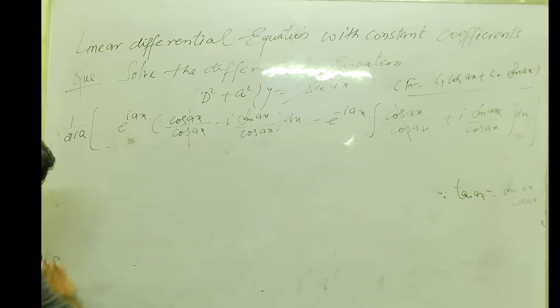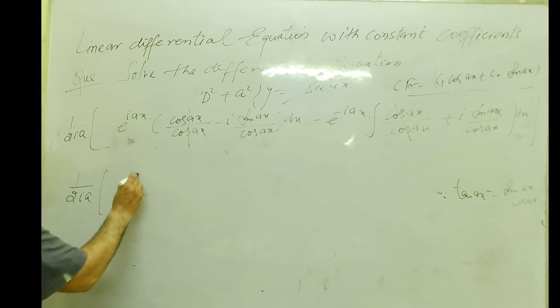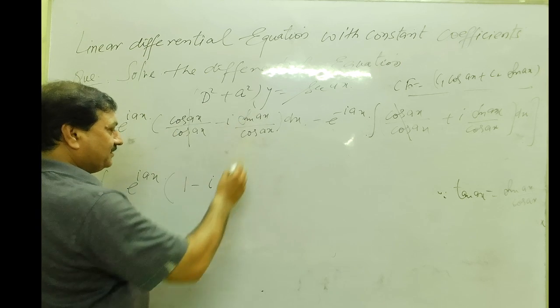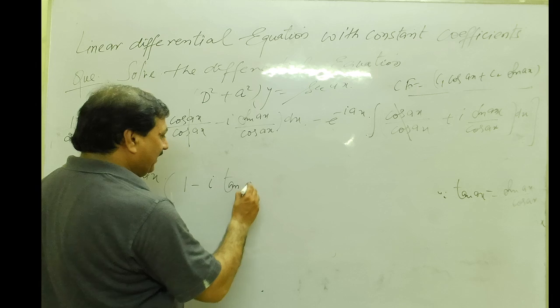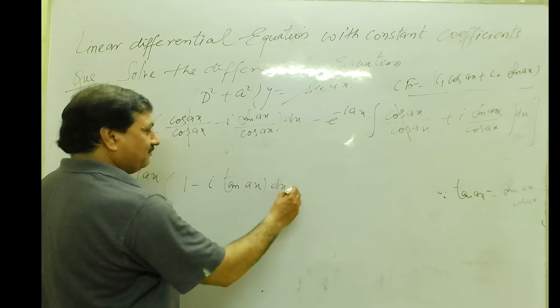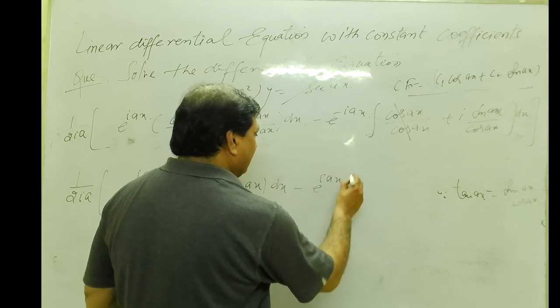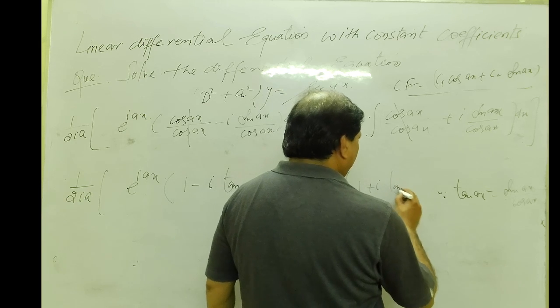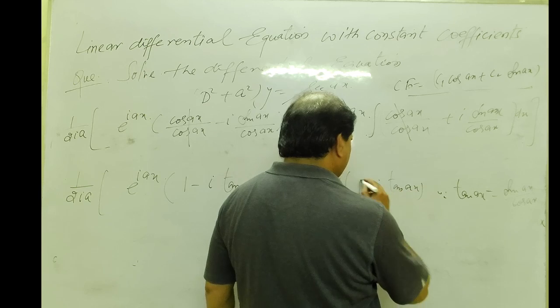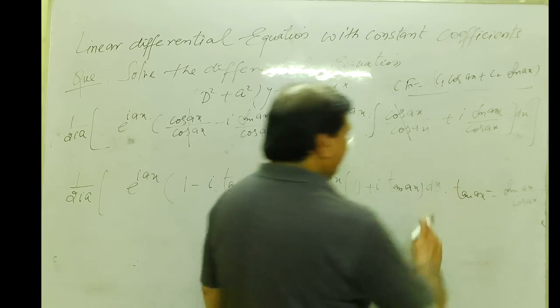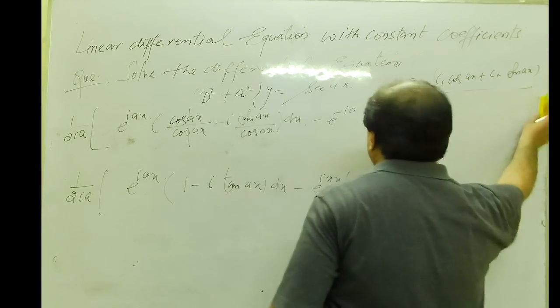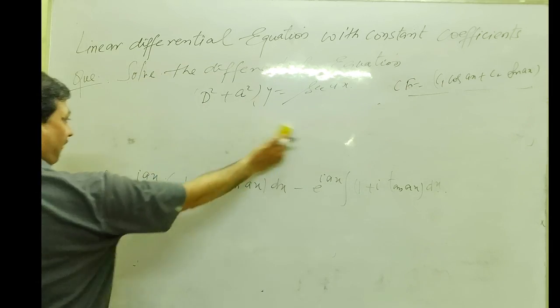That means 1 upon 2i, e to the power iax. This cancels, value is 1, and sin by cos means tan ax. Minus e to the power minus iax, again integration of 1 plus i tan ax, dx. Okay, my dear students, this is the rough work, and this finally cancels.